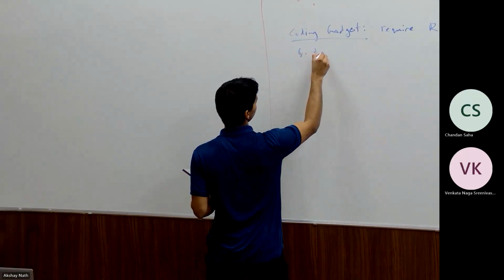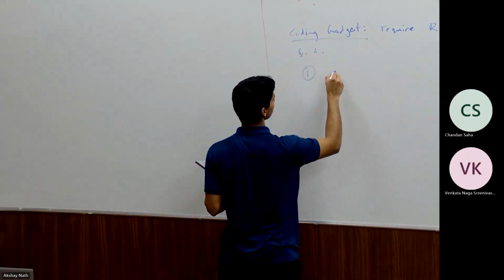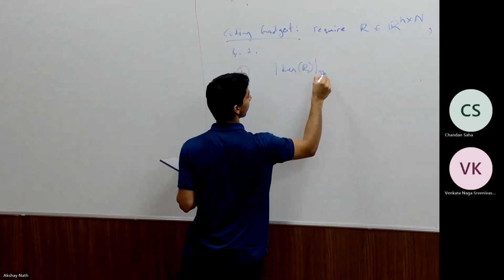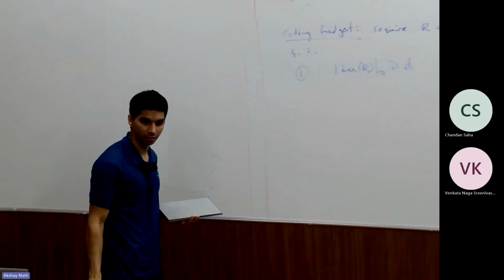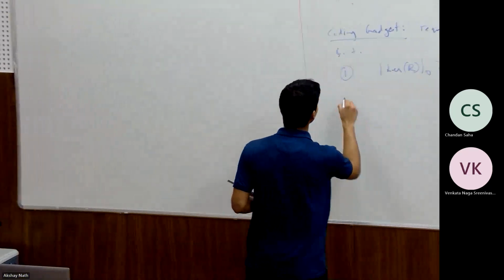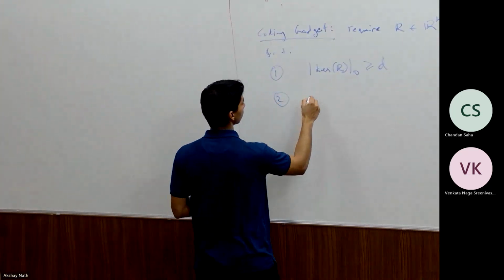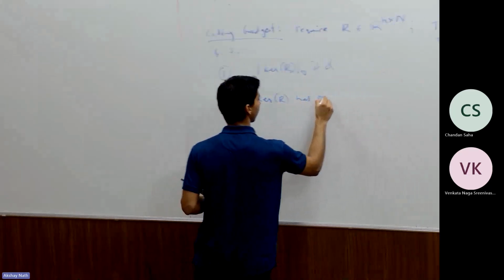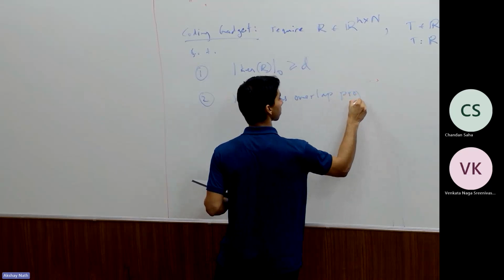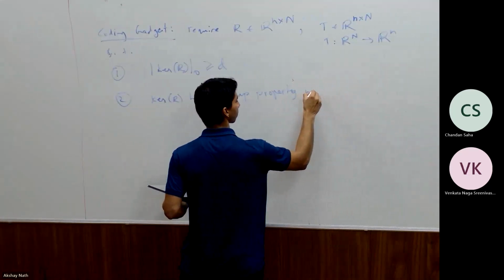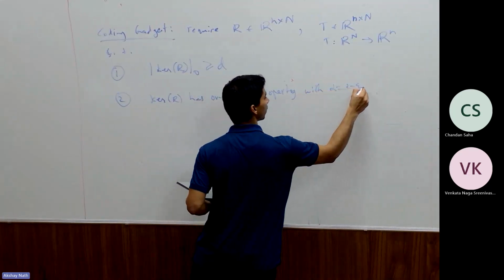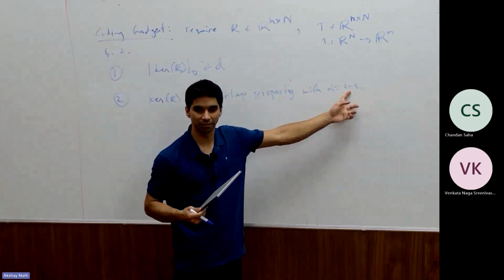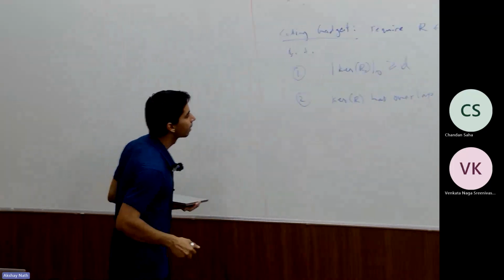Such that kernel of R has distance d. Kernel of R has overlap property with alpha equals, let's say, 2 minus epsilon. This 2 minus epsilon is not important. You could have 1 plus epsilon here and it'll be fine. Okay.